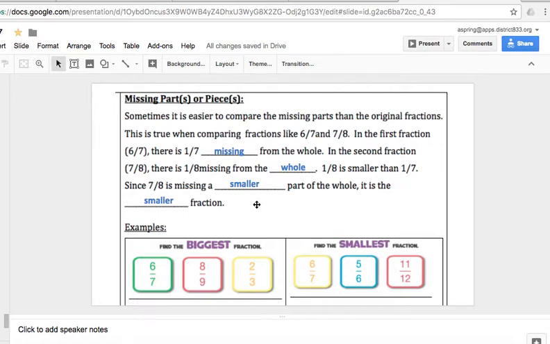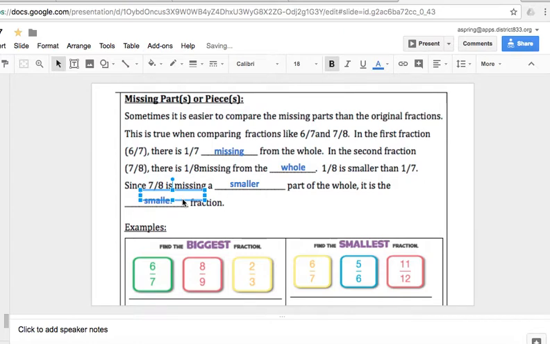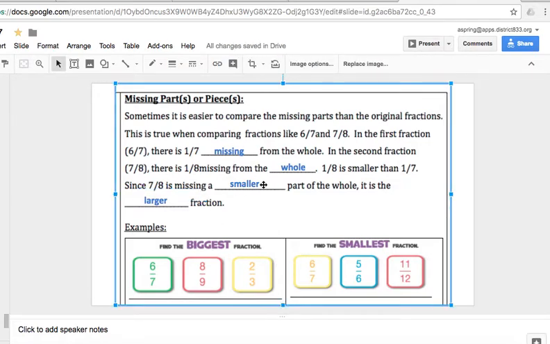Wait a minute. Is that right? 7/8 is missing a smaller part of the whole. It is the smaller fraction. No, that's not true. It should be the larger fraction. Oh boy. That should be the larger fraction because there's a smaller part missing. So let's look at these examples to make sure I'm on the right track here.